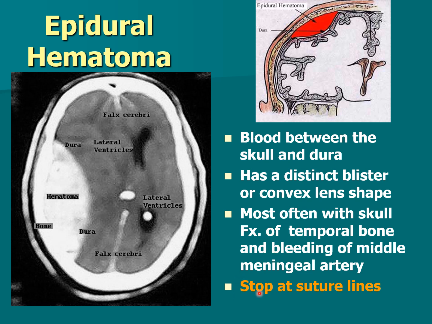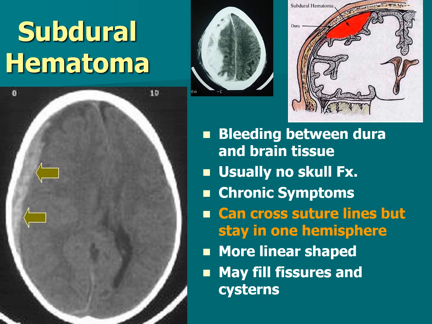It stops at the suture lines because the dura is attached anywhere there's a suture line. That's where it attaches to the skull. And if it's attached here, it can't go past that because it's attached to the skull itself. So it stops at suture lines, and it has this effect. I would be able to recognize that as an epidural hematoma.